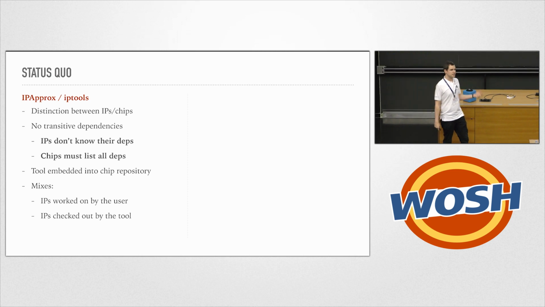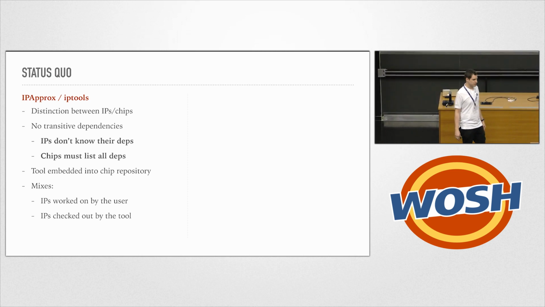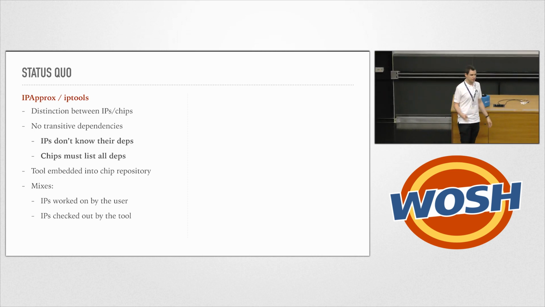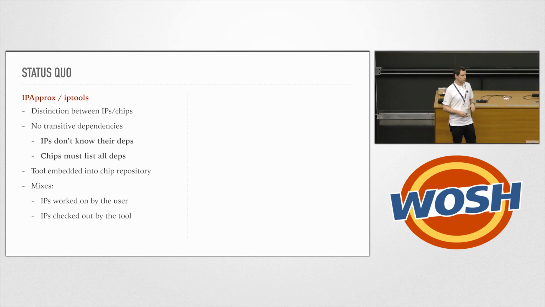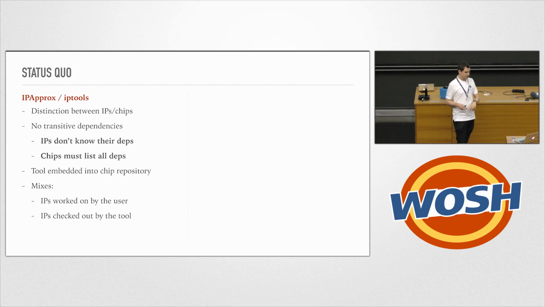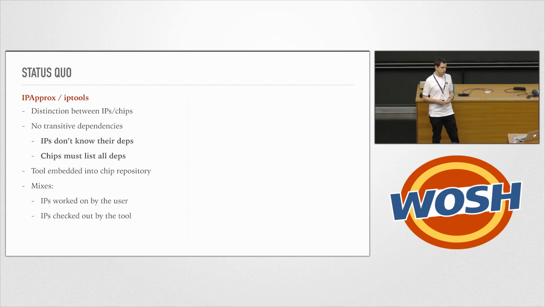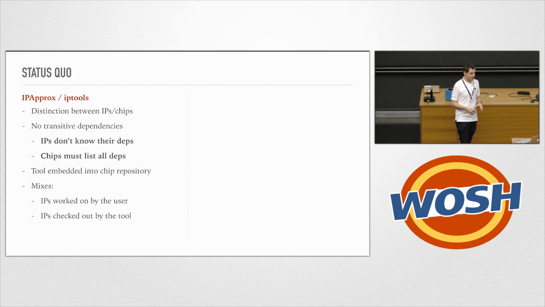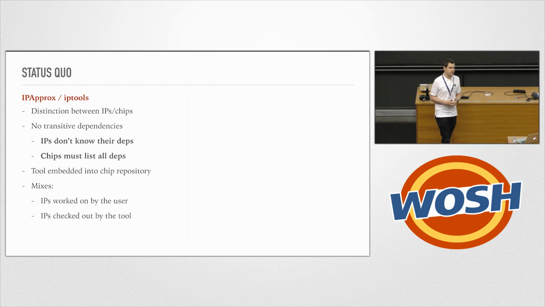So basically where we started out back in the day when the whole Bender project started is we had this IPApprox slash IP tools set up, which was a Python-based, home-baked solution to collect IPs and manage builds. And basically, this thing had a few shortcomings as the project grew and the number of repositories exploded. There was no distinction between IPs and chips.